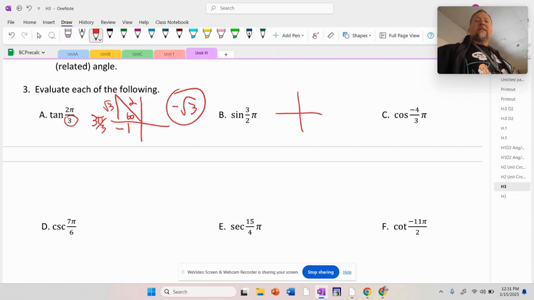3 pi over 2, where does that land? Top, bottom, right, left. We played this game yesterday. Bottom. What's the coordinate that I have to stick in there? 0, comma what?